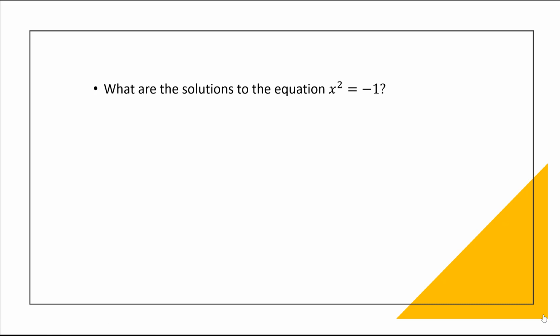So we talked about imaginary numbers, the solutions to the equation x squared equals -1. What are they? There are no real solutions to that equation because there's nothing you can square in the real numbers and get a negative number.